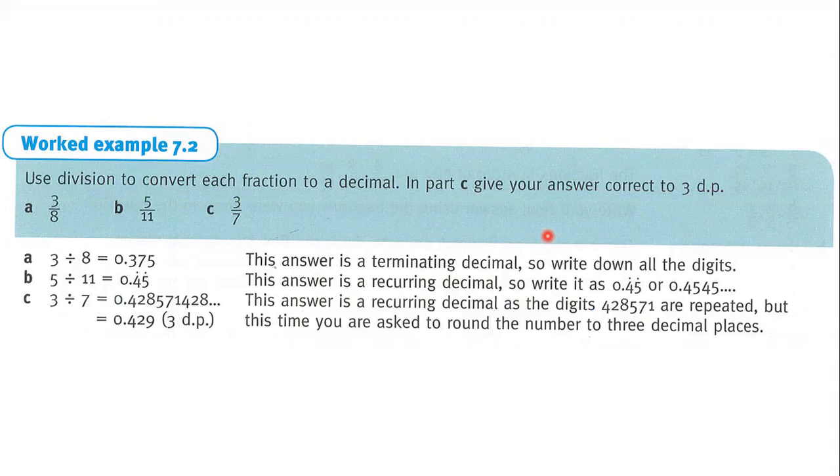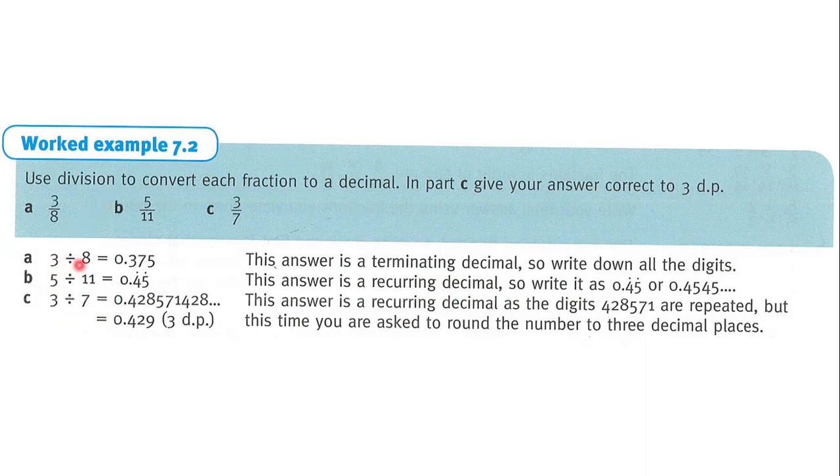Now convert fraction into decimal. Use a division to convert each fraction to a decimal. In part C, give your answer correct to 3 decimal places. It's the same, but once you convert this, it has more than one significant number. After the point, there are more decimal digits.